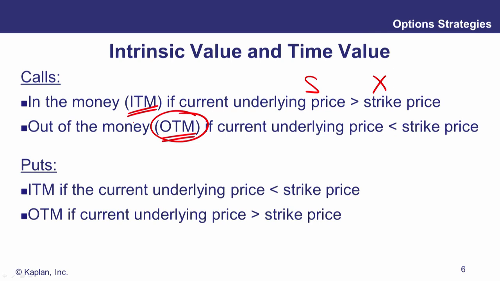Okay. Puts, it's the other way round. In the money if the underlying is below the strike, so you get to sell high something that's worth less. So if the underlying is less than the strike, it's in the money, and it's out of the money if the underlying is high, because you wouldn't sell at 15, for example, something that's worth 20. Out of the money if the underlying price is above the strike for a put.